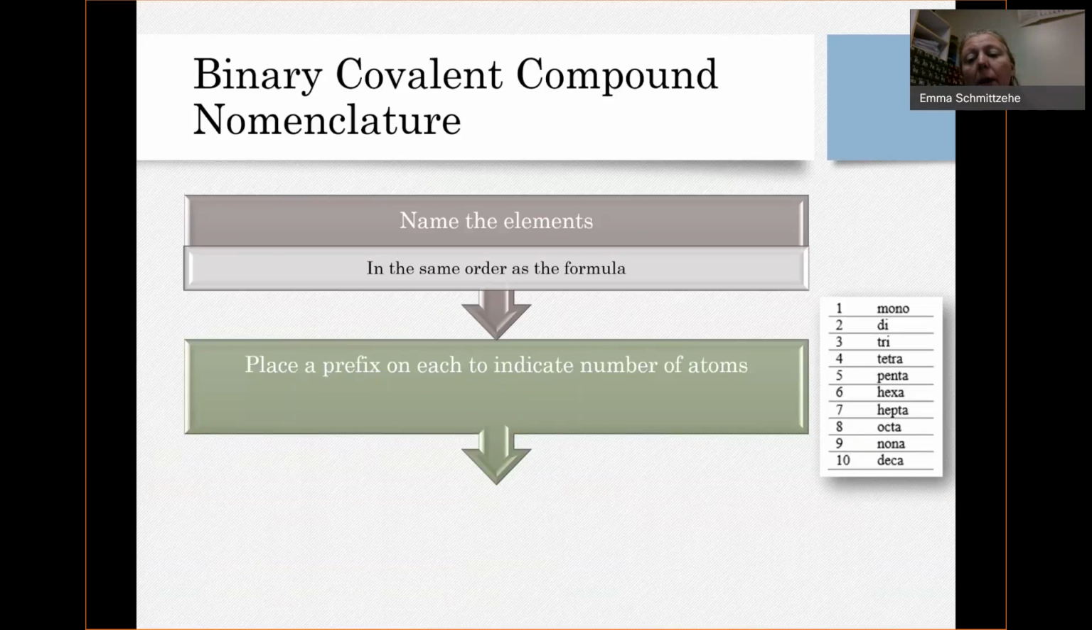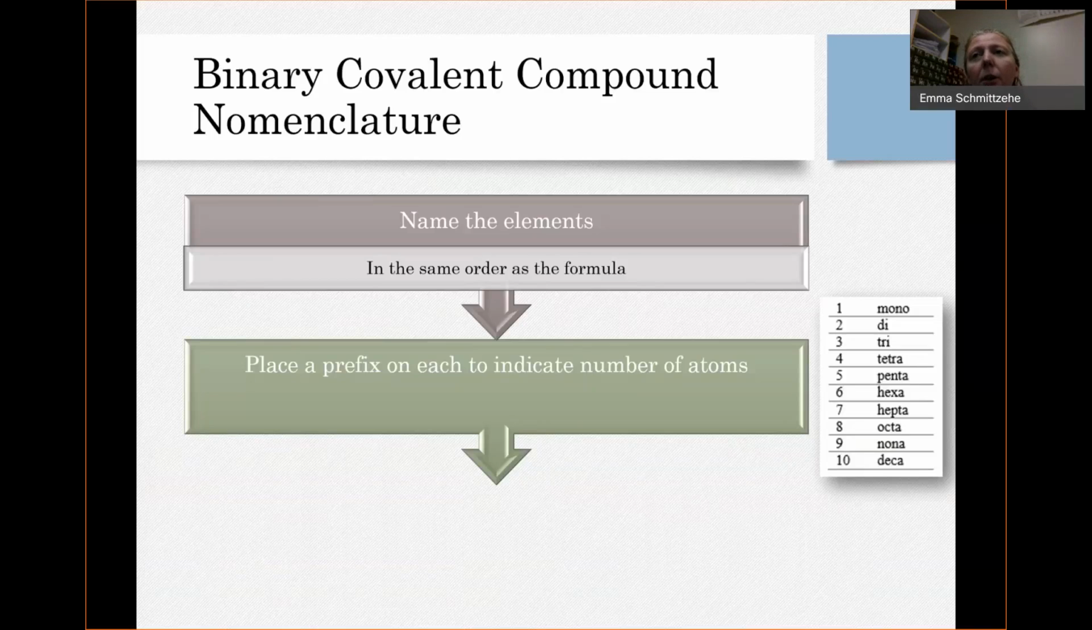Okay, and I give you a list of the first 10 prefixes, and that's more than enough. You don't need more than that. Most of these prefixes should be fairly familiar, because they're common prefixes that are even used in math, describing shapes and things like that. So 1 is mono, 2 is di, 3 is tri, and so on. And so you need to apply those prefixes to the name.